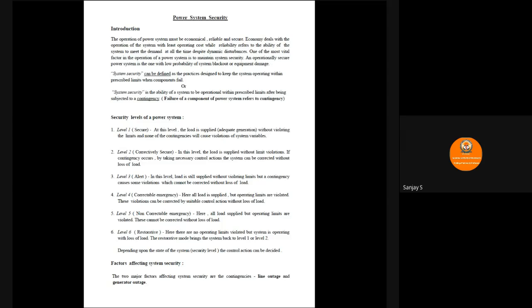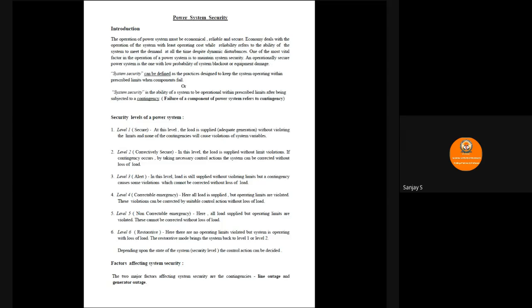That means all loads are being supplied, so there is adequate generation to meet the load requirements without violating the limits. Violating the limits means power flow limits as well as bus voltage limits. The voltages at the buses are not violated, and power flow limits are also not violated, and none of the contingencies will cause violation in system variables. System variables refers to frequency and voltage. These system variables also will not be affected.